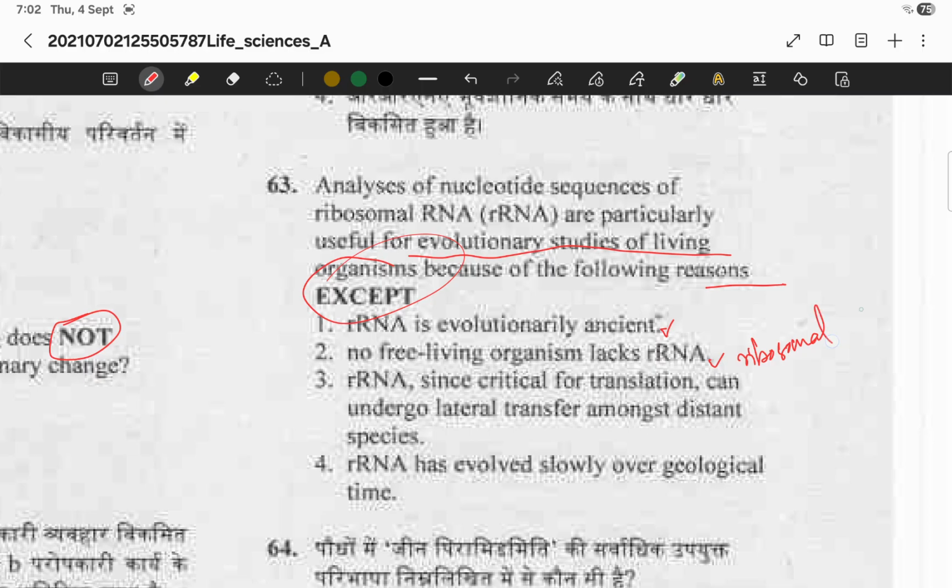Ribosomal RNA, since it is critical for translation, can undergo lateral transfer amongst distant species. What? RNA has evolved slowly over geological time. Maybe. So I'll go for answer number 3.